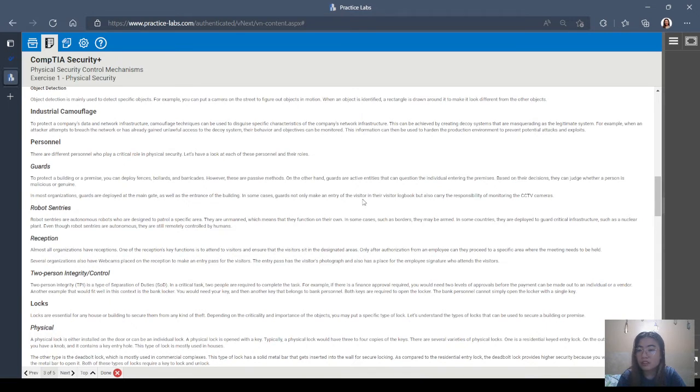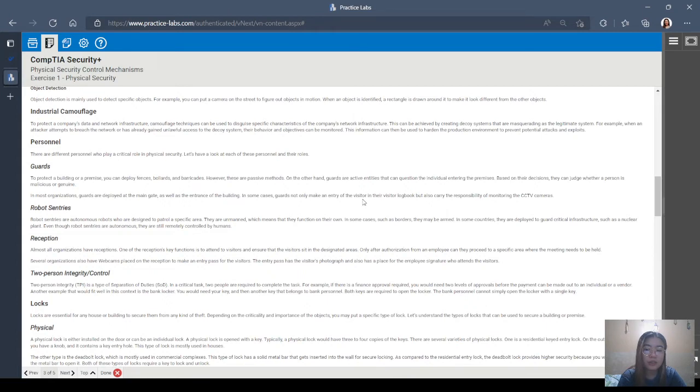Almost all organizations have receptions. One of the reception's key functions is to attend to visitors and ensure that the visitor sits in the designated area. Only after authorization from the employee can they proceed to the specific area where the meeting needs to be held. Several organizations also have webcams placed at the reception to make an entry pass for the visitors. The entry pass has the visitor's photograph and also has a place for the signature of the employee who attends the visitor.